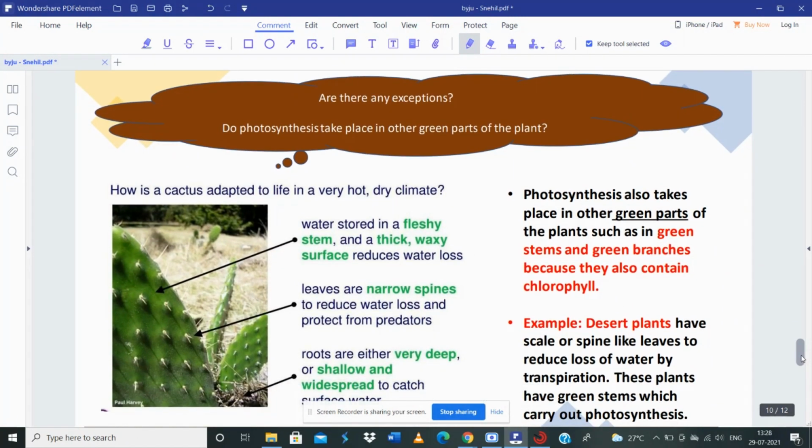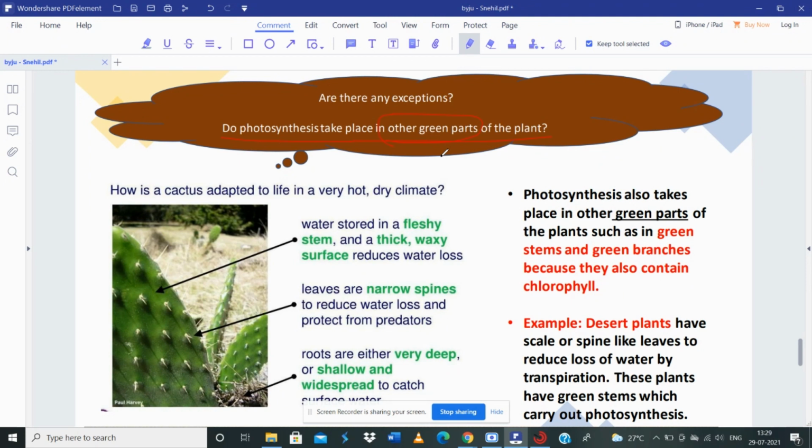Okay, let me ask you, does photosynthesis take place in other green parts of the plant? Now I'm asking about other green parts, not other parts. Here I'm talking about the other parts which are green. You must have seen some stems and branches which are also green in color, and the green color suggests that chlorophyll is present in them. So yes, the other green parts of the plant also carry out photosynthesis.